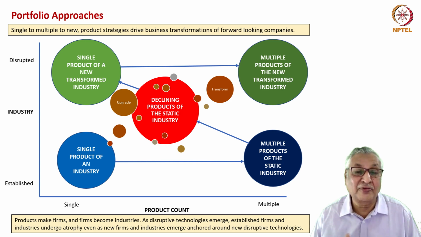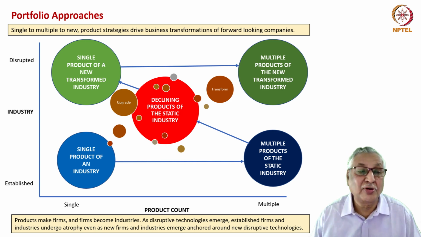But that by itself doesn't suffice, because the established industries become static, stagnant, or even get disrupted by newer technologies or newer business models. What would then happen? These multiple products of the static industry start becoming declining products for the static industry. Then you have to either upgrade or transform yourself. And that doesn't happen all across the portfolio. You have to have that single nucleus which will start transforming your product portfolio. So you get into a single product of a new transformed industry.